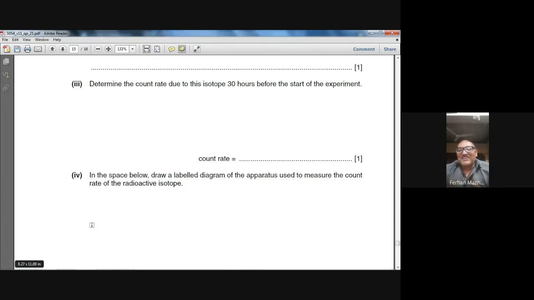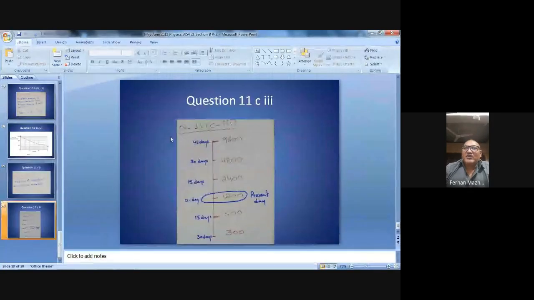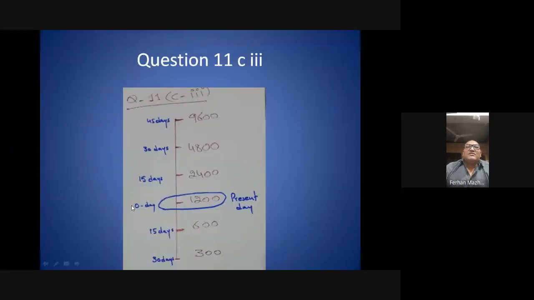But the question is very tricky. He's not asking you how much is the count rate after. No, he's asking how much is the count rate from this reference point 30 hours before that. Let me show you how I work on this, the way I normally work with half-life questions. So on day 0, it is 1200. Normally the questions are, what is the reading after 30 days? So after 15 days, 600, it becomes half, half, half, half.